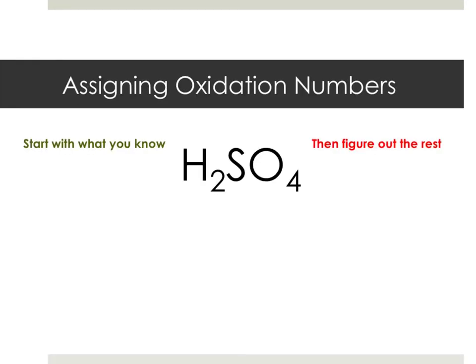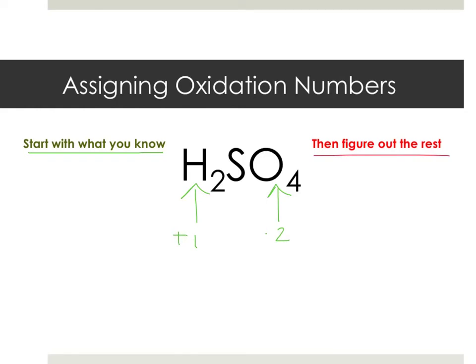Let's try to apply these rules to a real compound. When doing so, we always want to start with what we know. In other words, start with the things you have a rule for. So we have a rule for hydrogen. Hydrogen has an oxidation state of +1. We also have a rule for oxygen. Oxygen has an oxidation state of -2.